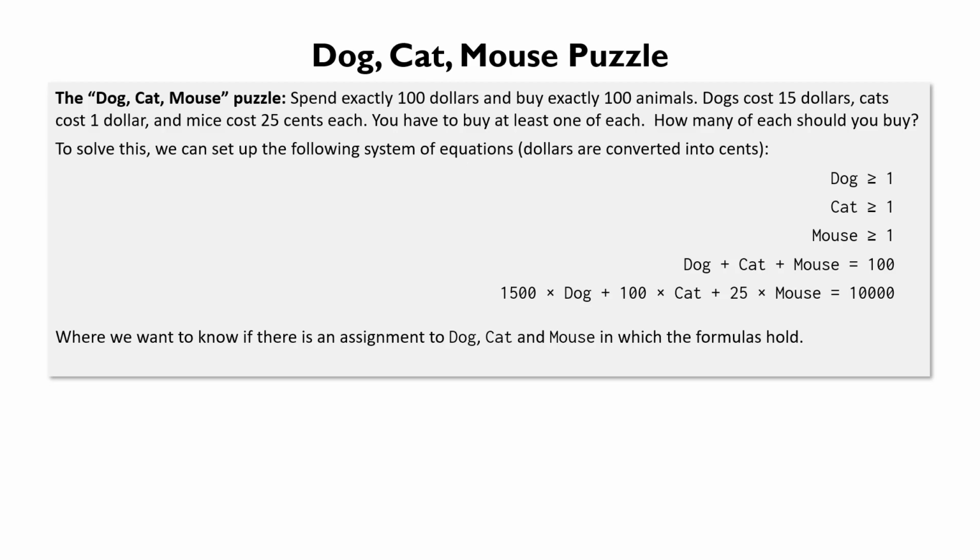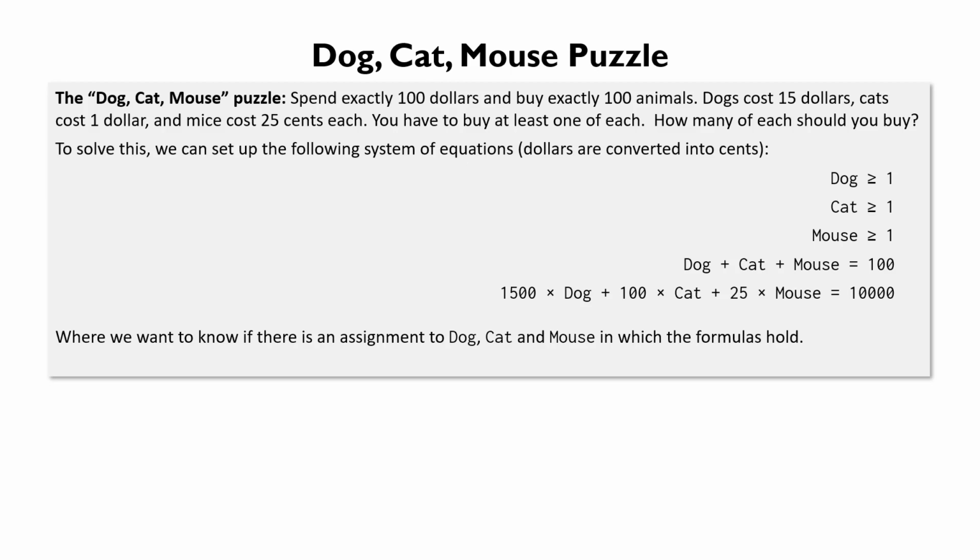So we have to buy at least one dog, one cat, one mouse. And then here we can use this same variable, but now we can add them up, and we say it has to be exactly 100 animals, right? And then here we just give the price in cents instead of dollars. So a dog would cost us, well, 1,500 cents, which is the $15. And the mouse would only be 25 cents. And all of them together, they should equal our budget of $100, right?